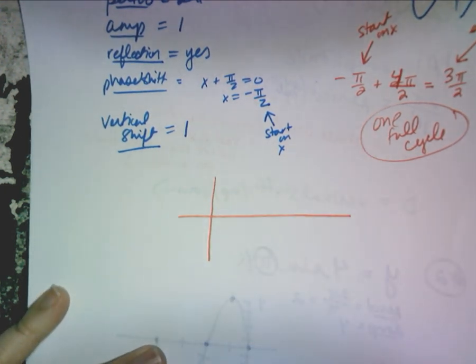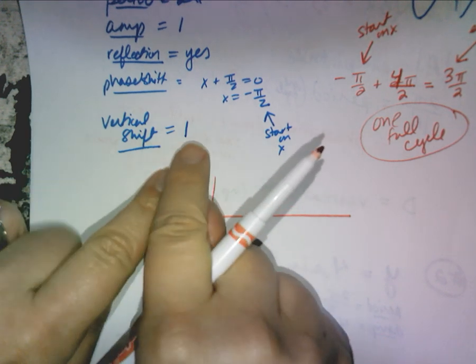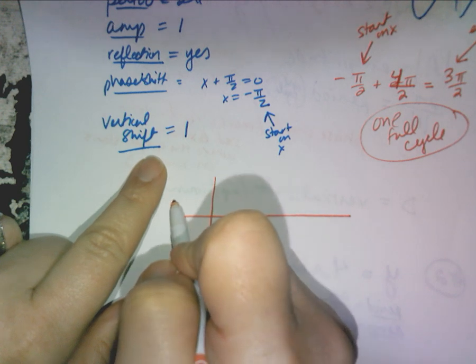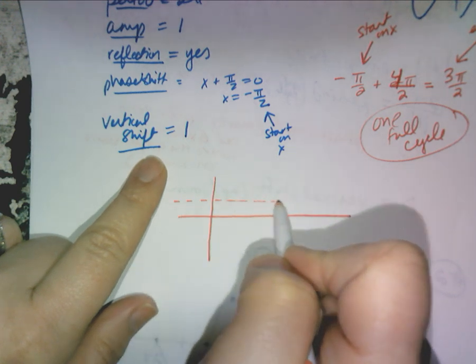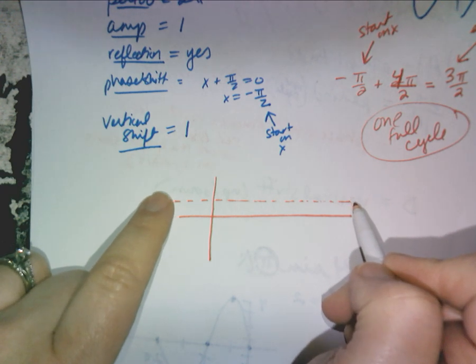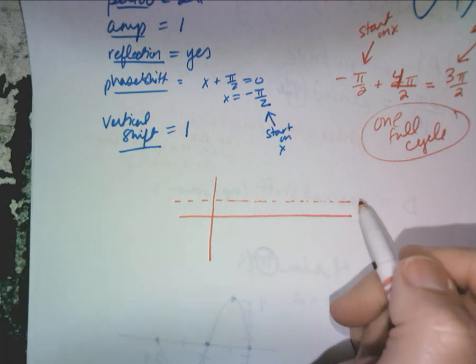All right, so let's start here. I have a vertical shift of 1. Let me start there. So I'm going to make a dashed line at 1. Why do I make that dashed line? Because I've shifted this x-axis up now. That's the midline of my graph. Another word for vertical shift is midline.